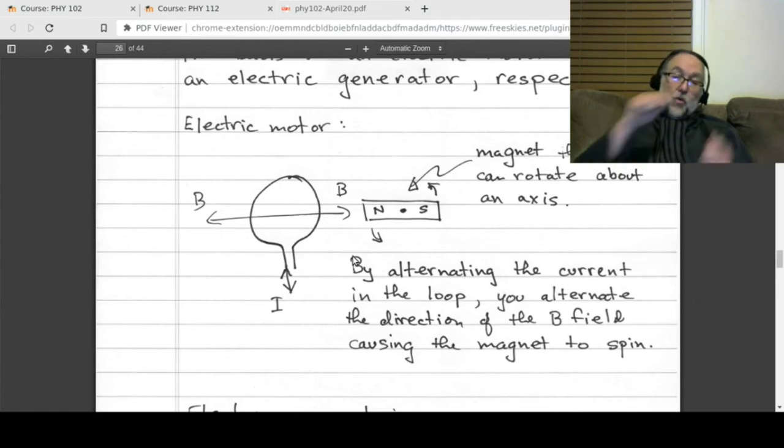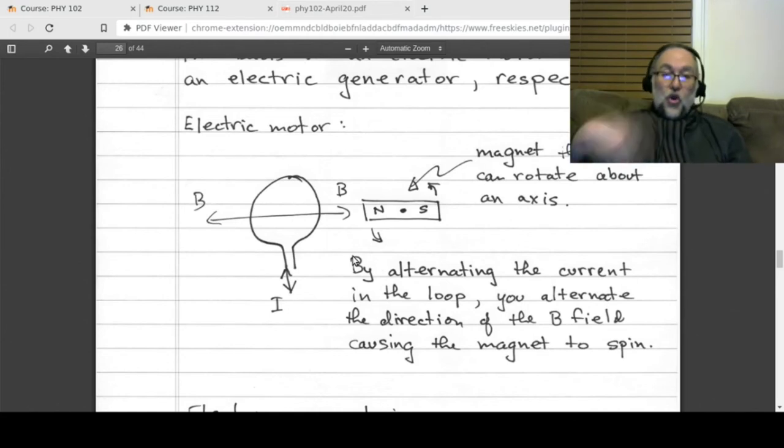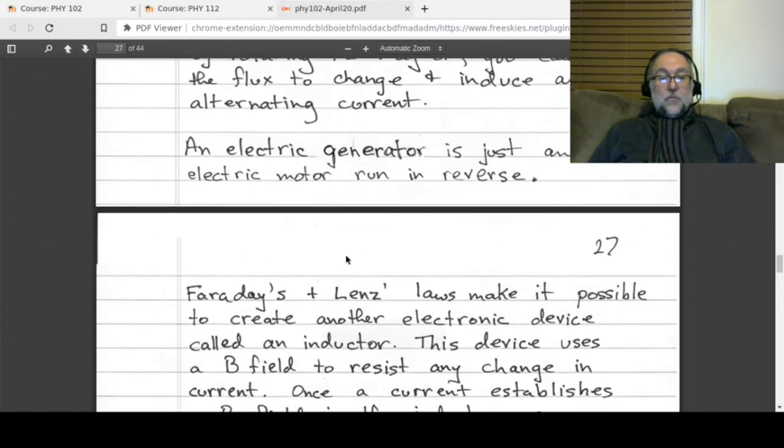Instead of applying a current to it and it turns something, you turn it, it will induce a current, and it becomes an electric generator. So the electric motor and electric generator are really the same device. It just depends on what you're inputting. Are you inputting a current? Then you'll get out mechanical energy. Do you input mechanical energy, that is, you rotate the magnet? Then you get a current as output. I just thought I'd mention those, because at this point we can understand the two.